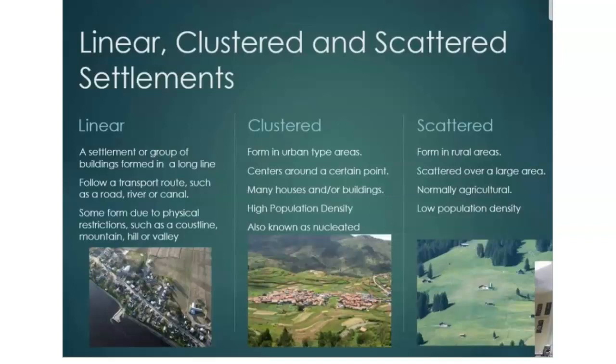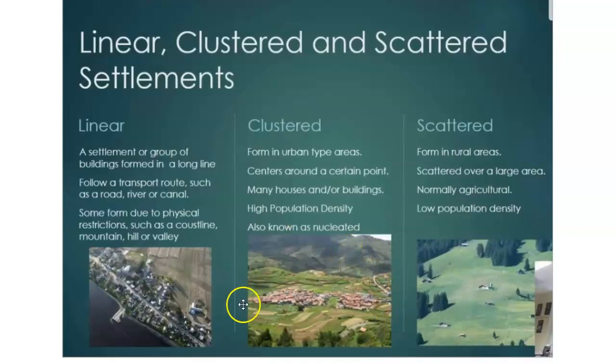Look at agricultural areas, we can often see that agriculture can be associated with more rural areas. And so you might want to know how to identify the different settlements in those rural areas. So you've got your linear settlements, which are usually groups of buildings that are formed along a line, and they usually follow a transportation route like a road, a river, or canal. Some form due to physical restrictions like mountains, hills, or valleys.